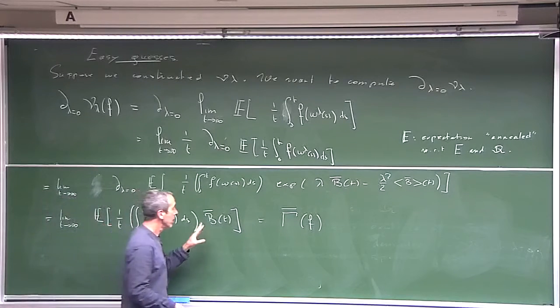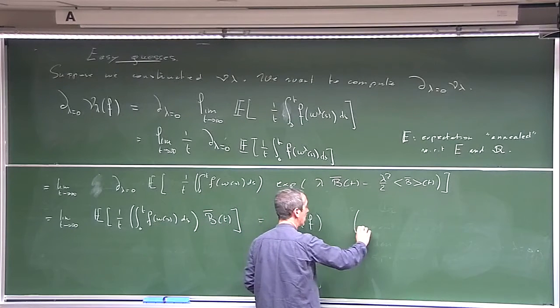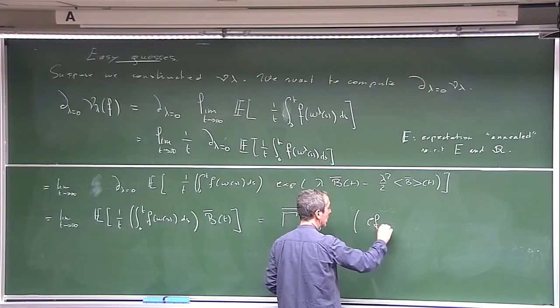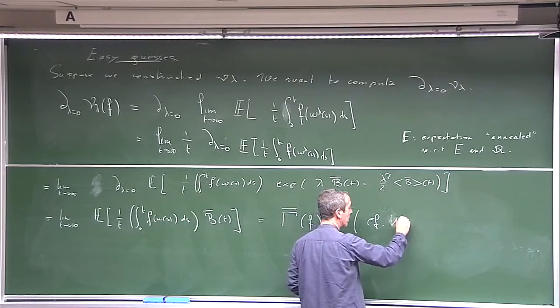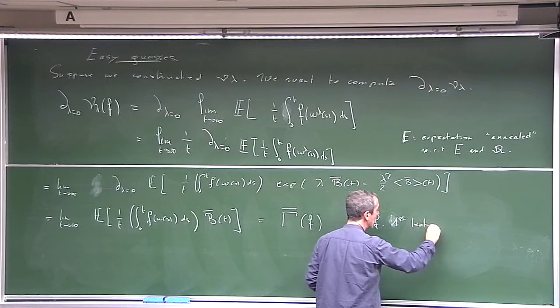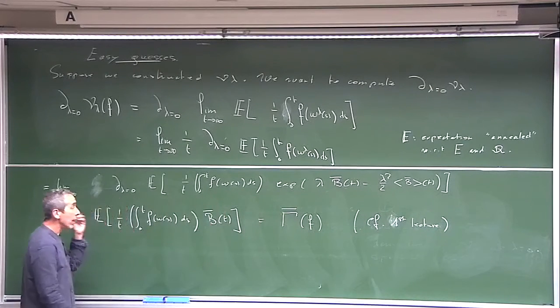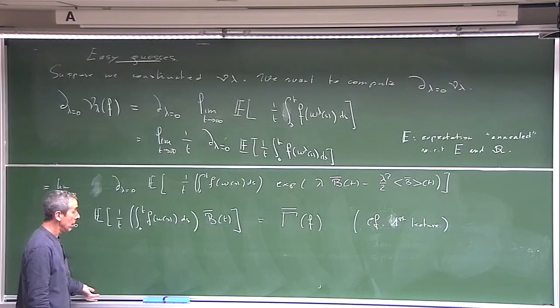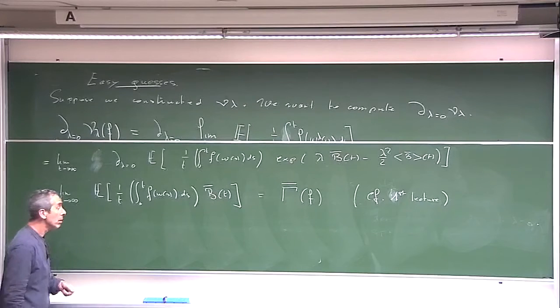And in particular, the existence of this limit was something that we did in the first lecture. Okay? Except that we defined this gamma bar on H minus 1.